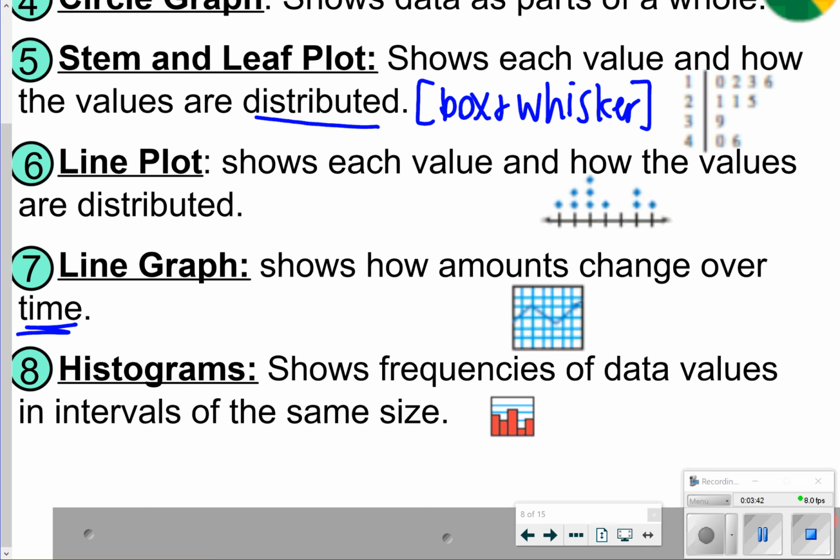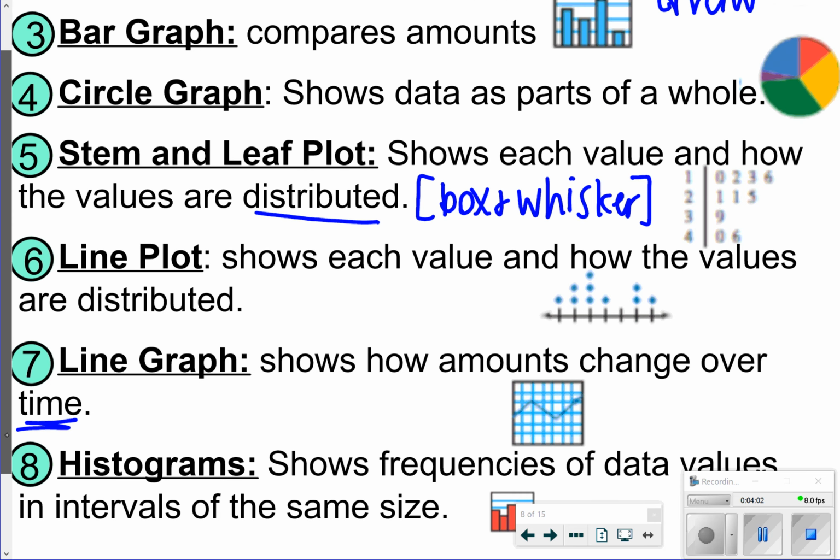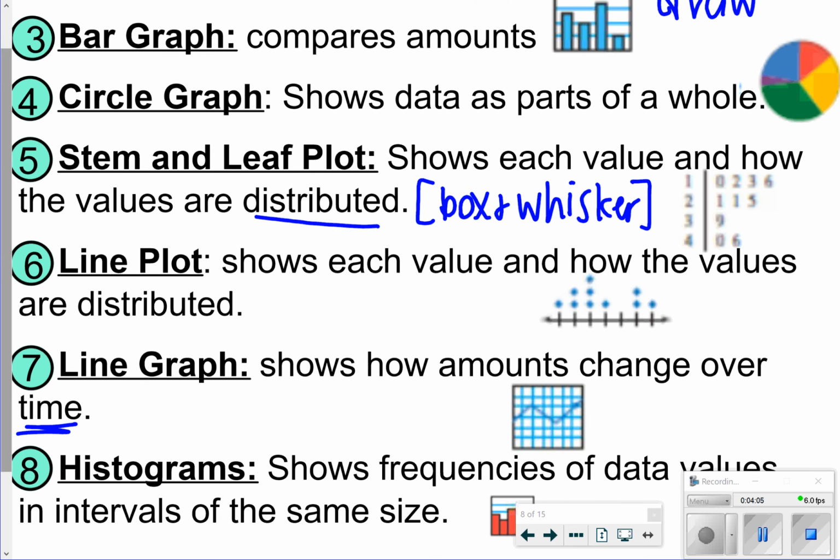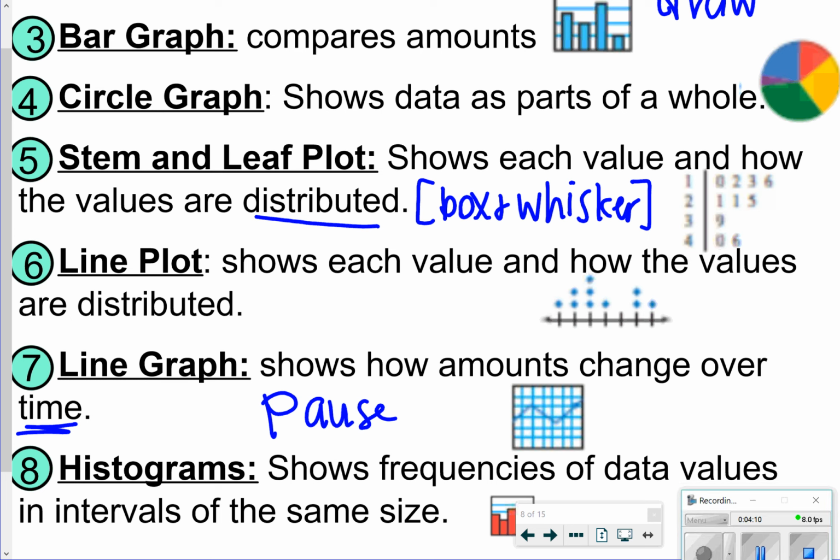And then histograms, those show frequencies of data in intervals of the same size. So if you wanted to find the intervals of ages 5 through 8, and then 9 through 12, and 13 through 15 who watch certain shows, that histogram would be perfect for that. If you need to, go back and rewind to just make sure you have all of these 3 through 8 on your paper, or you can pause it right now and go ahead and write down, but once you're done, let's go ahead and click play so you can see what happens next.